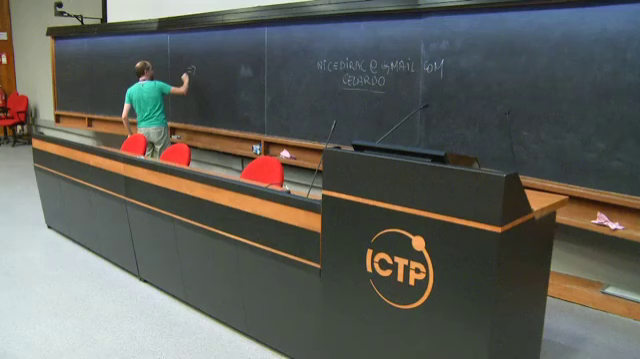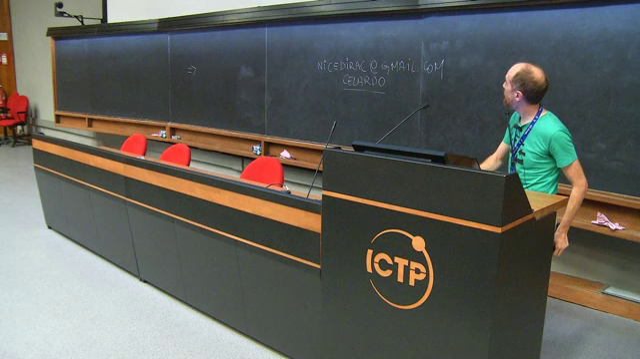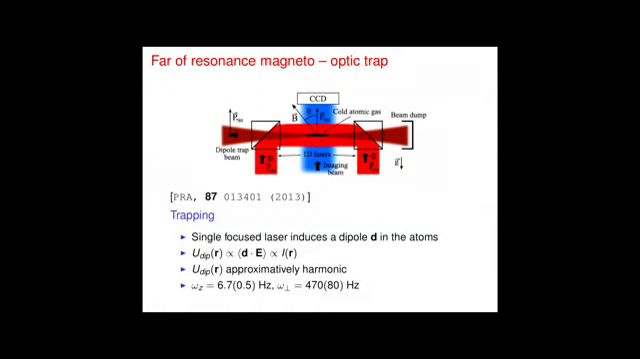I just told you about the trapping laser, but there are two other lasers: this one going in this direction, and this one with exactly the same frequency going in the other direction. So they are counterpropagating lasers. Here we have one laser, and here we have another laser.